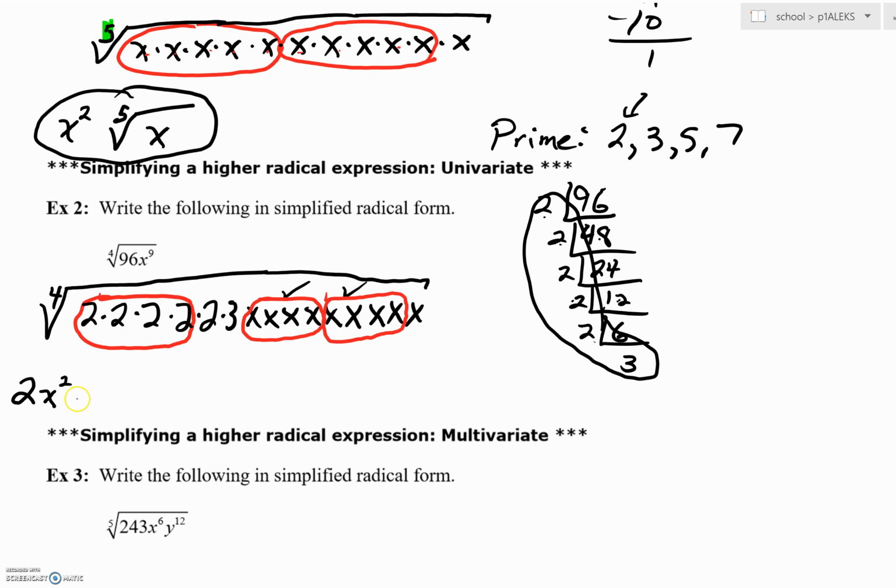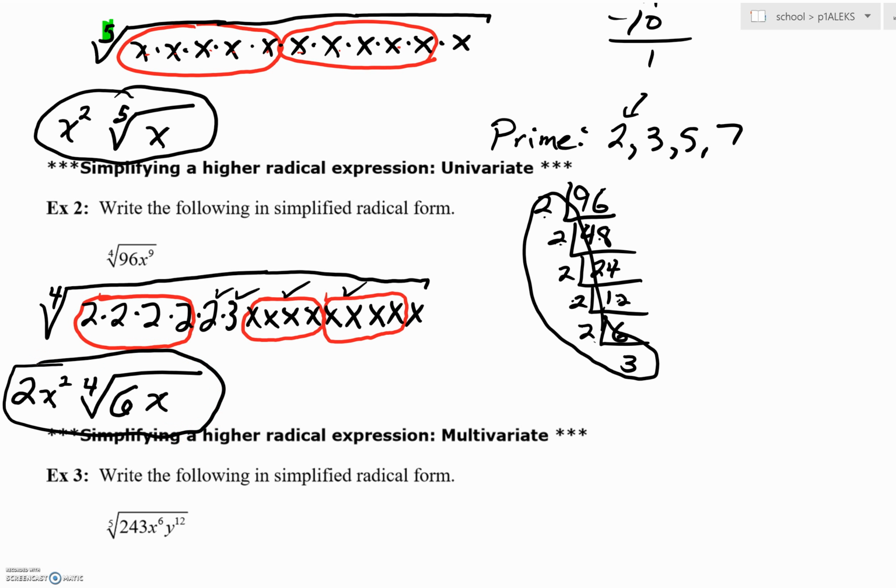What you don't circle remains inside. So you've got a 2 times 3. Let's simplify that. 2 times 3 is a 6. And what else didn't I circle? An x. And you are done. Okay? We doing okay with this?